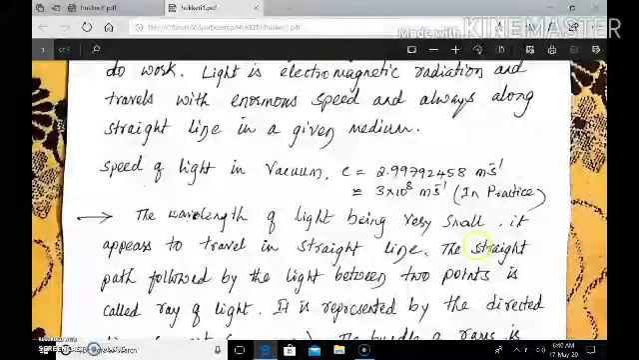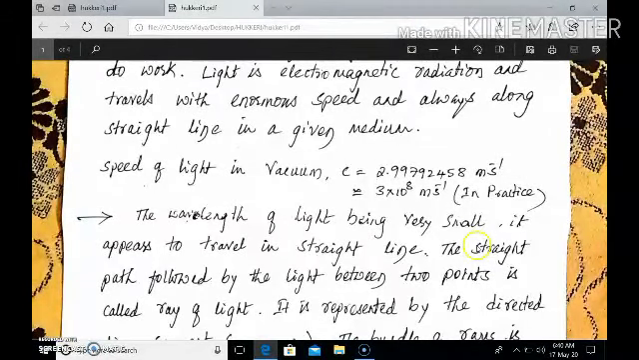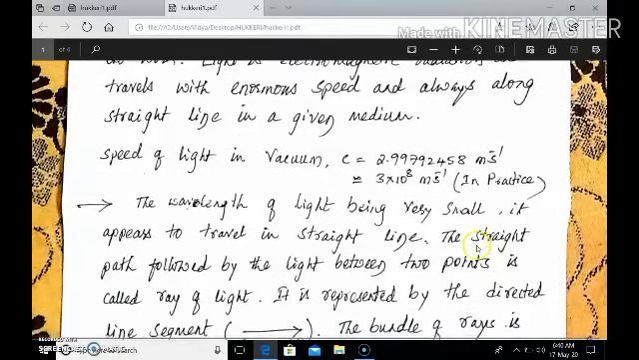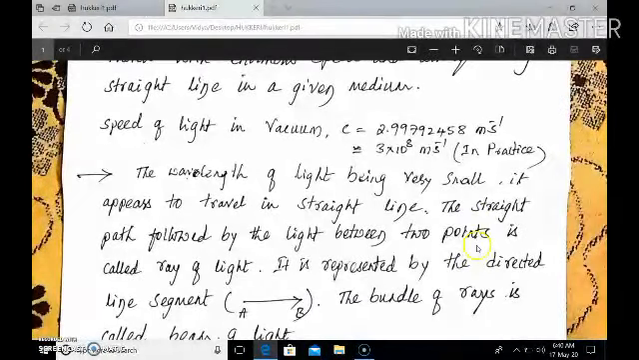The wavelength of light being very small, it appears to travel in a straight line. Sound waves, water waves, tsunami waves have a longer wavelength, whereas the wavelength of light is in angstrom units. Though it has a wave nature, having the shortest wavelength, light appears to travel in a straight line.